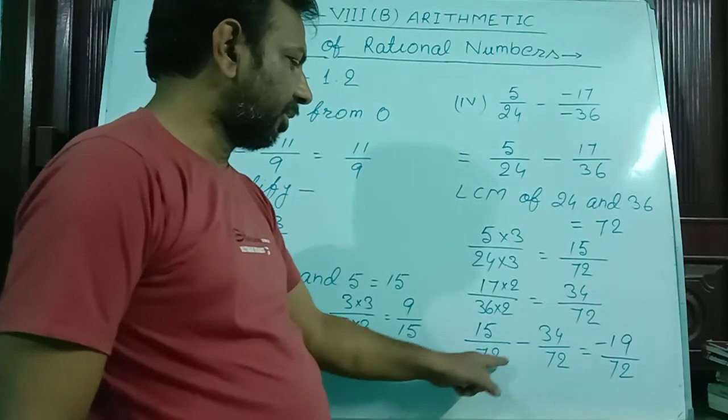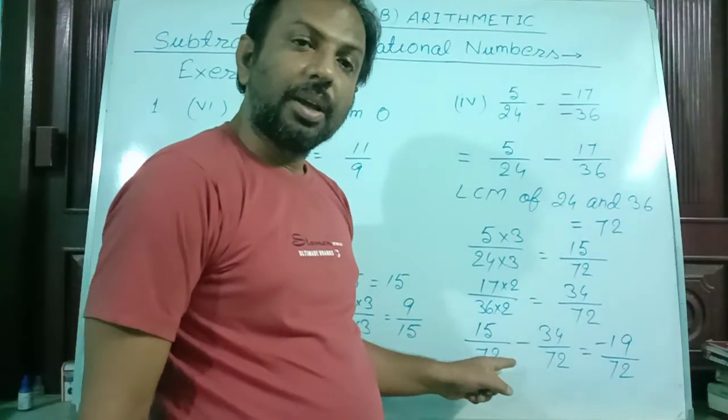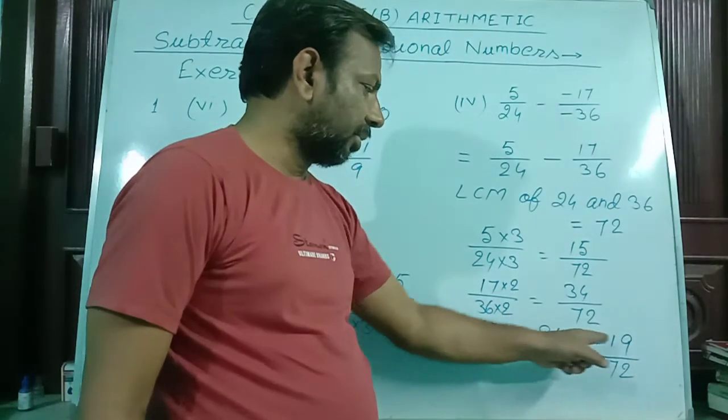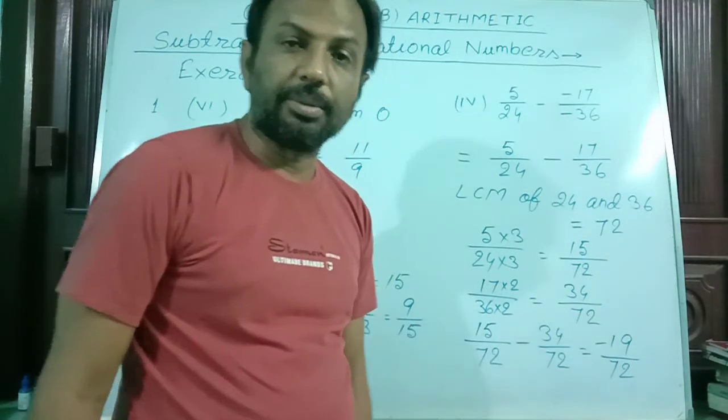It became 15 by 72 minus 14 by 72. Denominators are same, so directly I subtracted the numerators. 15 minus 14, that is equal to 1 by 72. That became the answer.